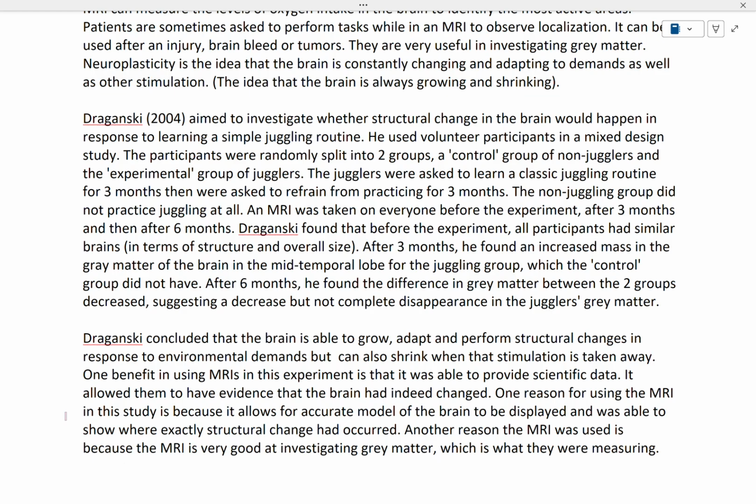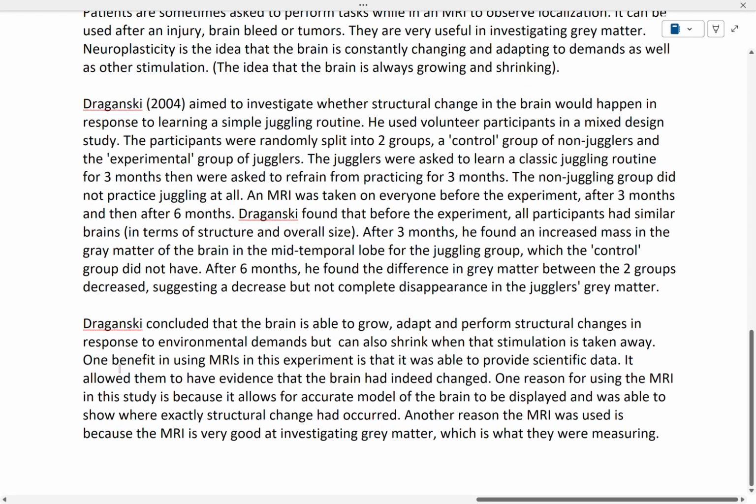And then now I'm talking about why an MRI is used, or how this MRI benefits this experiment. I'm saying one benefit in using MRIs in this experiment is that it was able to provide scientific data. It allows them to have evidence that the brain had changed. One reason for using it is because it allows for an accurate model of the brain to be displayed and can show exactly where the structural change has occurred. And it is also very good at investigating gray matter, which is what they were measuring.